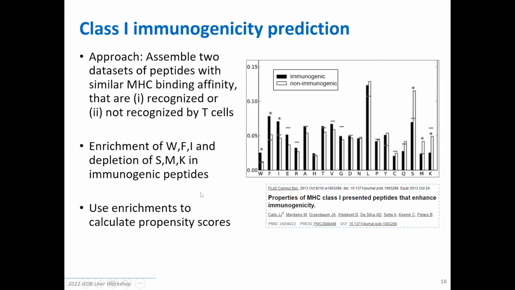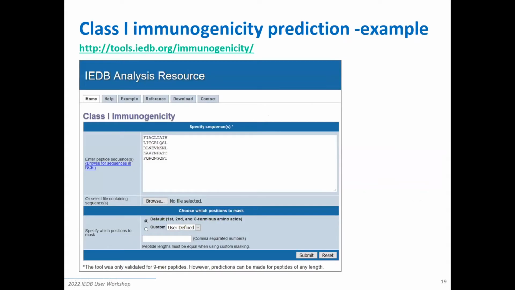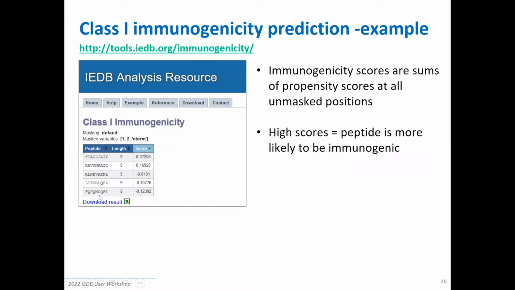So we can take this data and make enrichment scores that are essentially for a given peptide asking how much is it more or less frequent in immunogenic peptides, and use these in this immunogenicity tool, where then the different positions in the peptide are being scored, leaving out the anchor positions, which are first, second, and C-terminal residue. That's the masking I just mentioned. You click submit, and then you're getting your scores back for your different peptides. This was only evaluated for 9-mers, but we expect that it would also work for other lengths. A high score is more likely to be immunogenic.